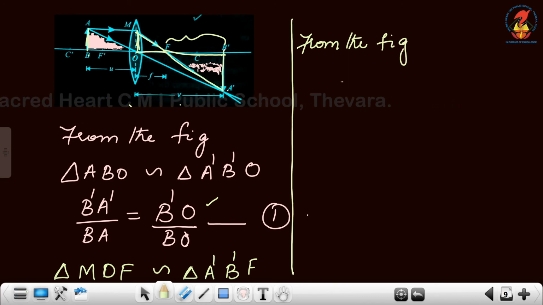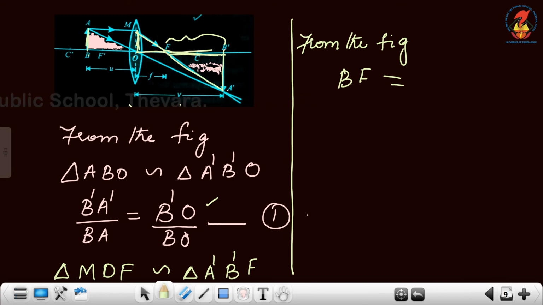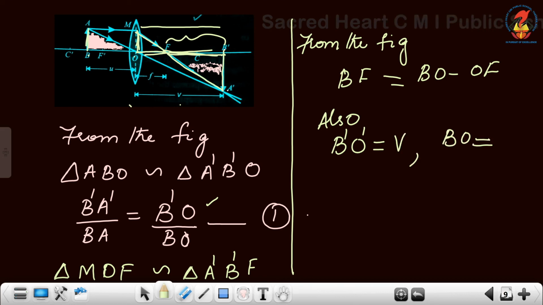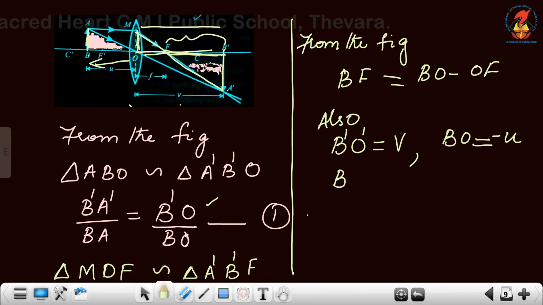So from the figure, we can write BF is equal to what? BF is equal to BO minus OF. Also, what is B dash O? BO is the object distance, which is taken in the direction opposite to the direction of light. So it is minus U. And OF is the focal length.